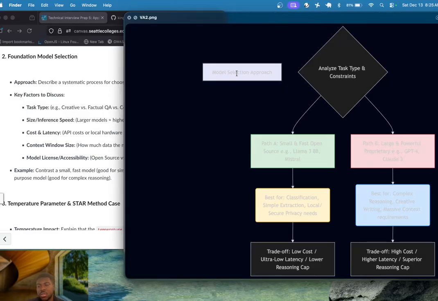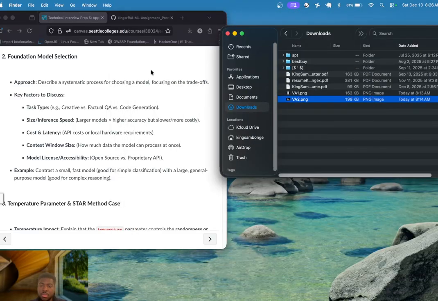The key factors like context window size and model licensing also play a huge role. You wouldn't use a massive, expensive model just to classify sentiment, and you wouldn't use a small, fast model to summarize a 100-page legal brief.